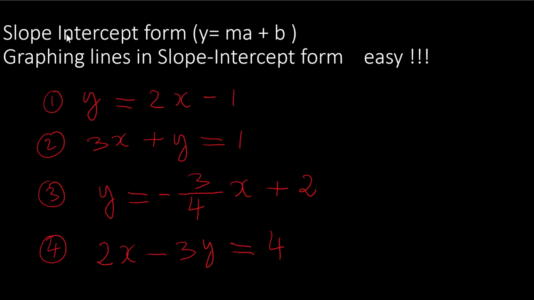So first, if you look at cases 2 and 4, to get the slope intercept form, we are going to have to do some transformation here. So let us start with number 1 and see how to graph the line in the slope intercept form.